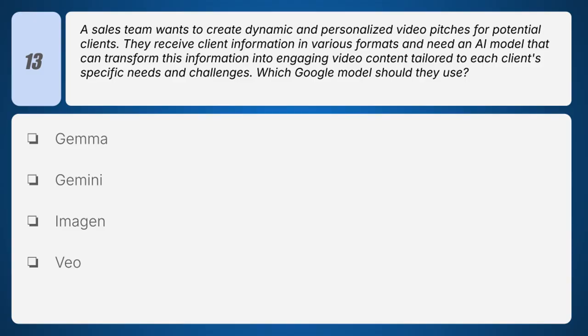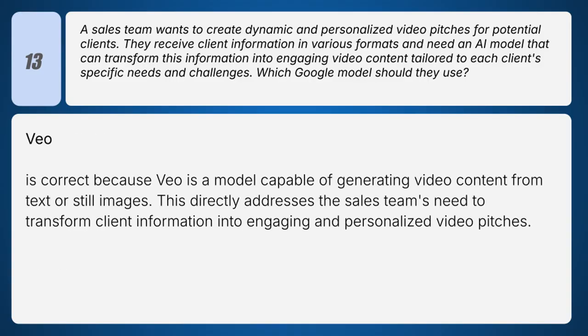A sales team wants to create dynamic and personalized video pitches for potential clients. They receive client information in various formats and need an AI model that can transform this information into engaging video content tailored to each client's specific needs and challenges. Which Google model should they use? A. Gemma. B. Gemini. C. Imagen. D. Veo.